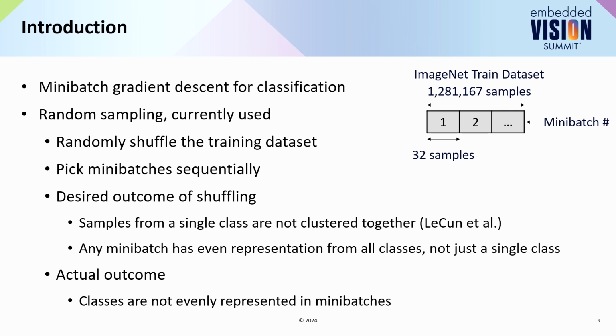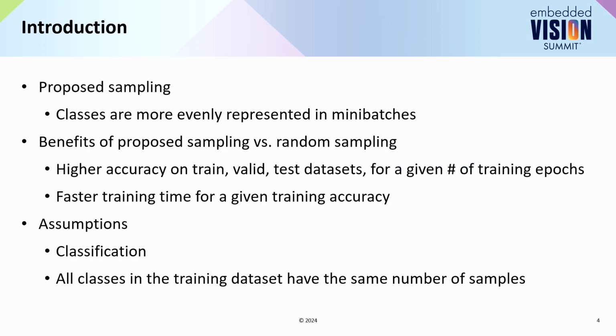Now, even though this is a desired outcome, in practice, we don't get a perfectly even representation of all classes in a mini-batch. So we propose a new sampling technique in which classes are more evenly represented in a mini-batch.